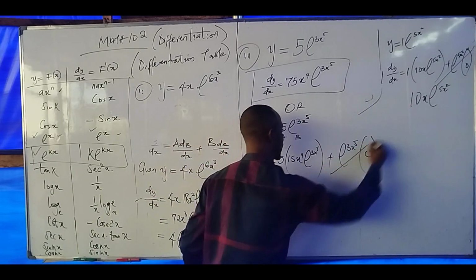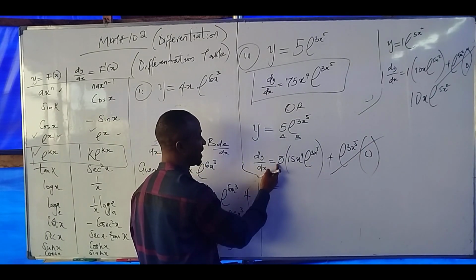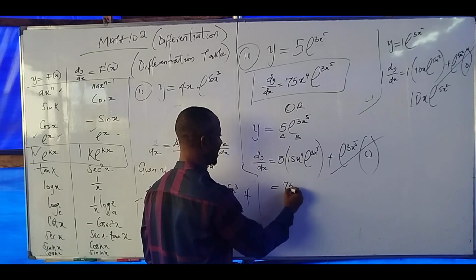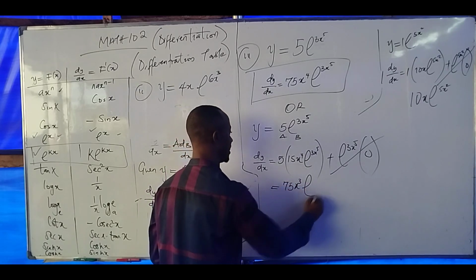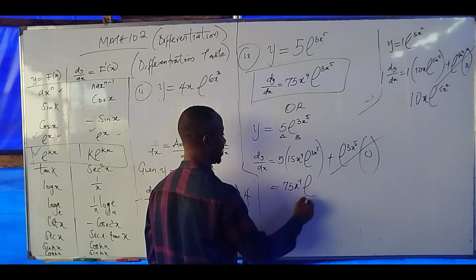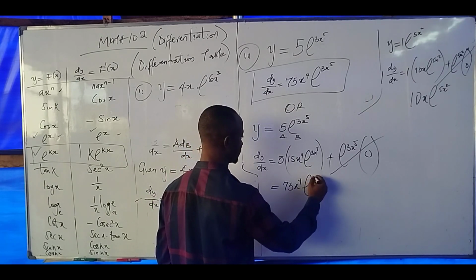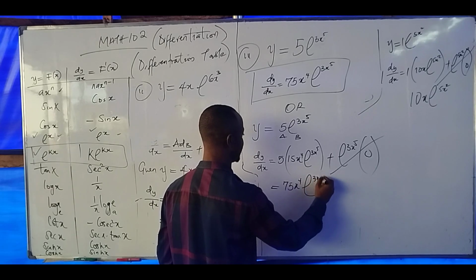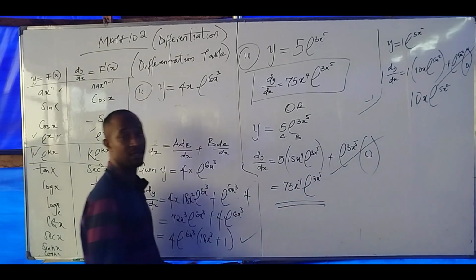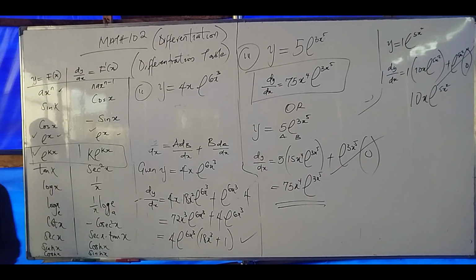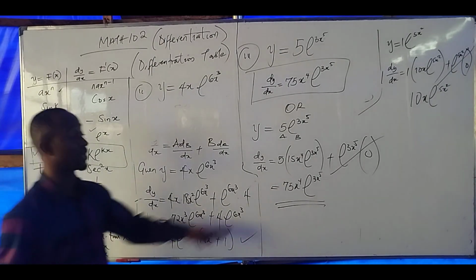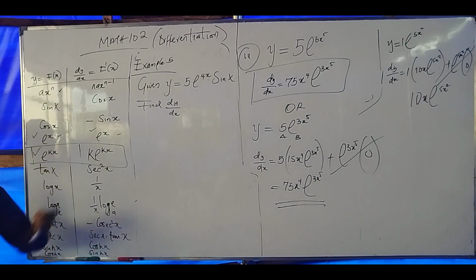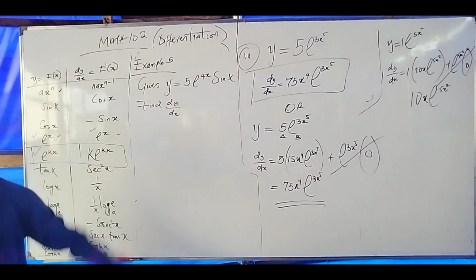So 0 times this is 0. So what do you have here? 5 times 15 is 75x raised to 4 exponential 3x raised to 5. Is it making sense? Are you there? Which one do you prefer? The second, right? I don't know if you can attempt this question. Can you attempt for me? For your attempts, let me see your answer.